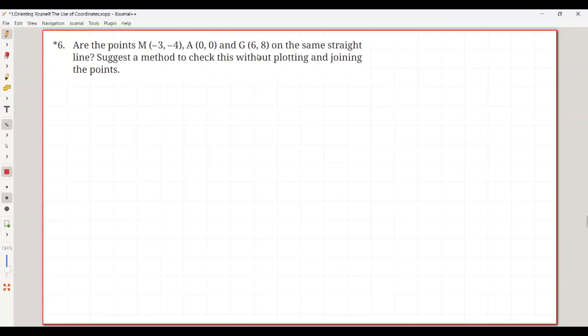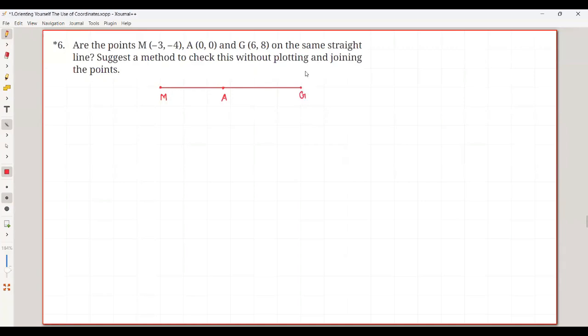So now we'll check whether they are lying on the same straight line. For example, I can just take a line. So I'm just taking a line. This is M. This is A. And this is G.